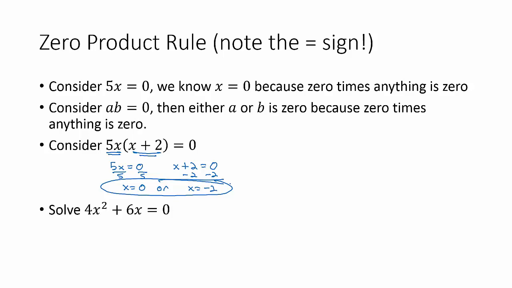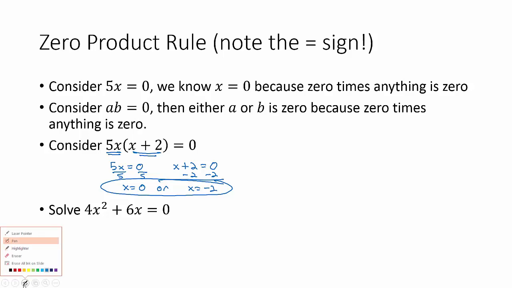How about this problem? 4x squared plus 6x equals 0. Notice the difference here is the terms are added together instead of factors multiplied together. We can't set the pieces equal to 0 unless we have factors. So let's factor this problem.